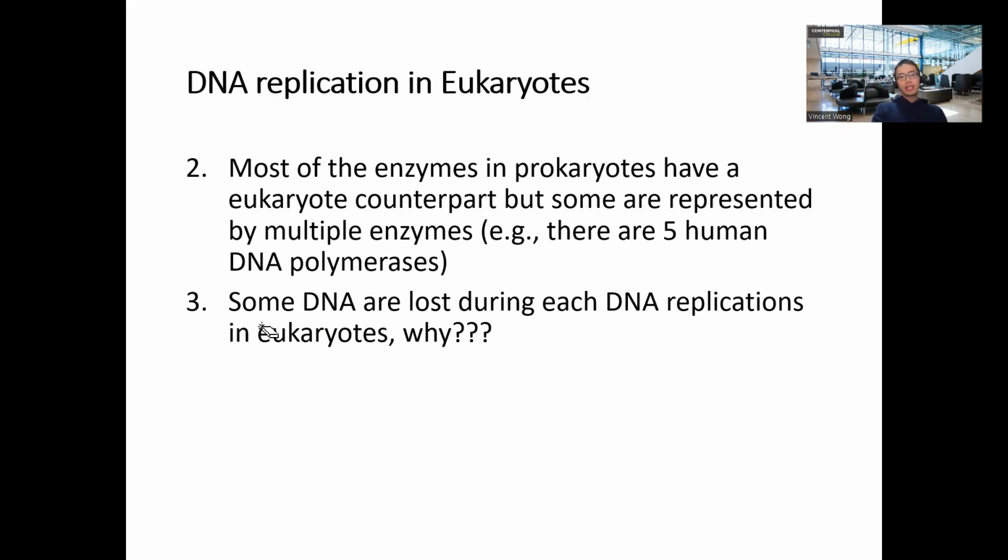And then the third one is that some DNA is lost during each DNA replication in eukaryotic cells. This is true, and a lot of people might not know that. Every time our cell copies the DNA, we will lose a little bit of it. Let's say you start with DNA that's this long. After one division, it gets shorter, and then shorter and shorter. So after each division, you will keep on losing a little bit of DNA every time.